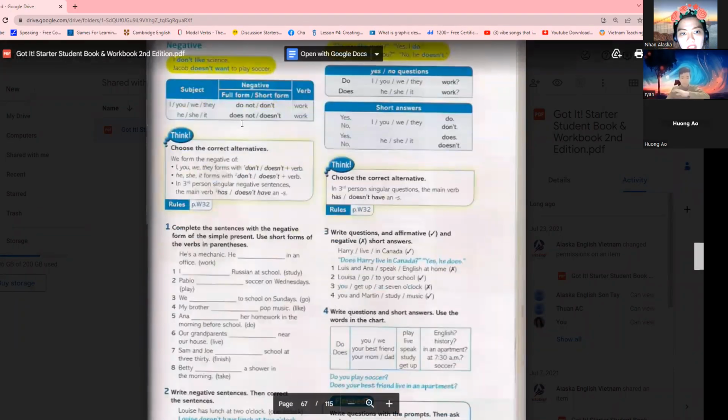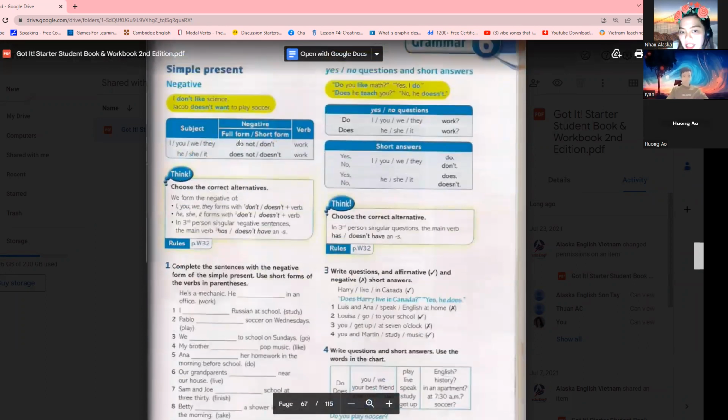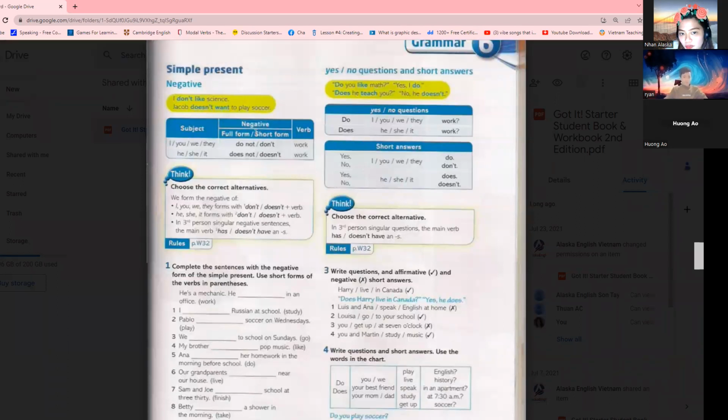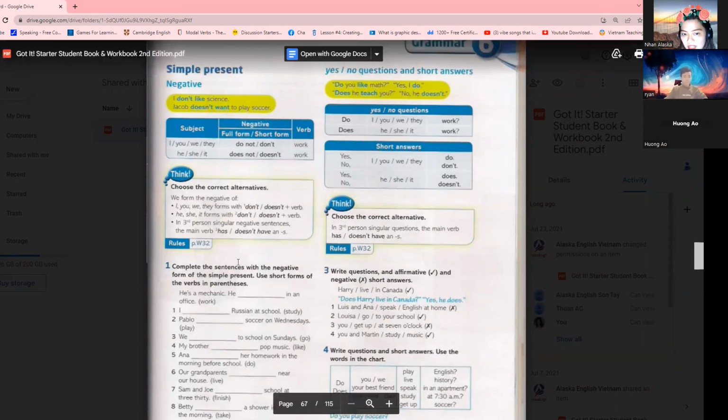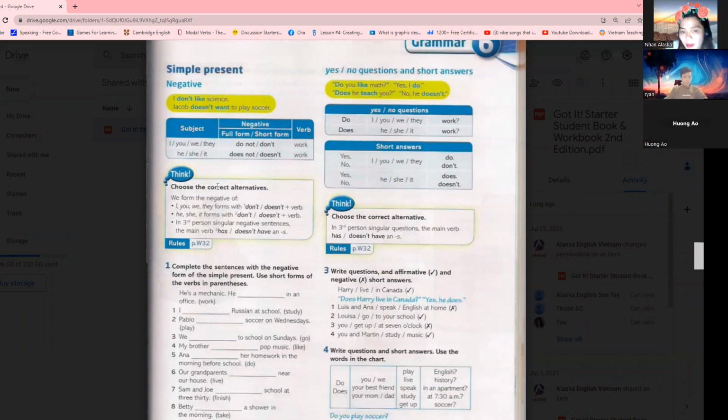Now in this one, it has the same pattern as the simple present. The only thing in negative is that we are just adding the word not. So here in full form, do not, short form or contraction, don't. Does not, contraction or short form, doesn't. How about with this? Ryan, choose the correct alternatives and complete the information. We form the negative of. Can you read it for me?